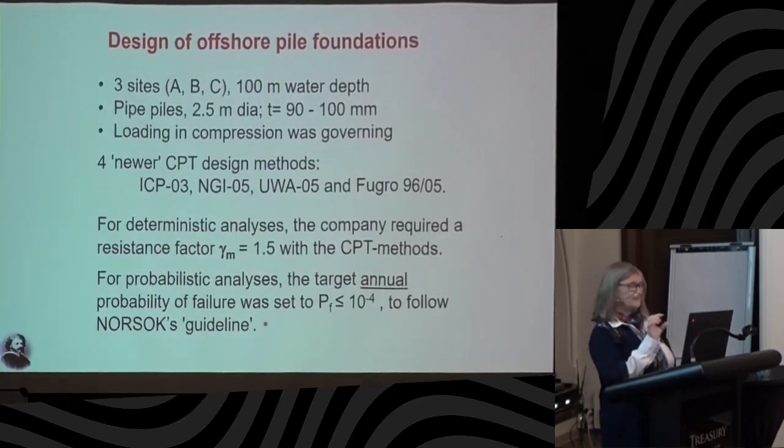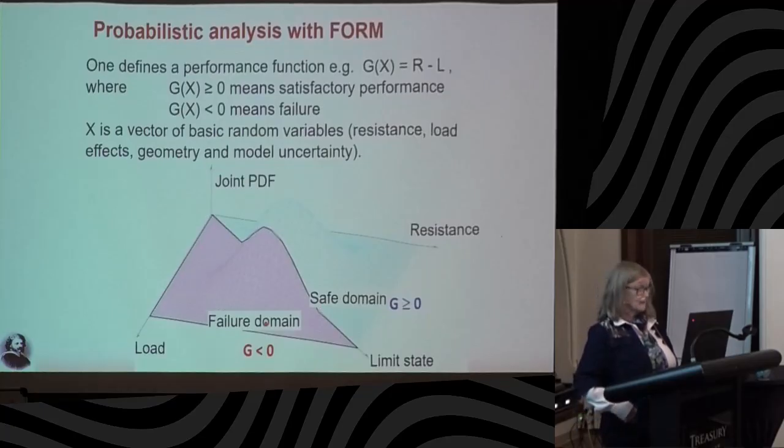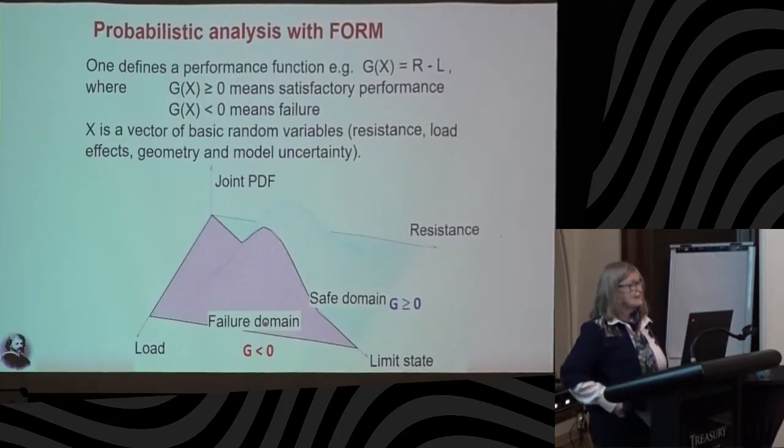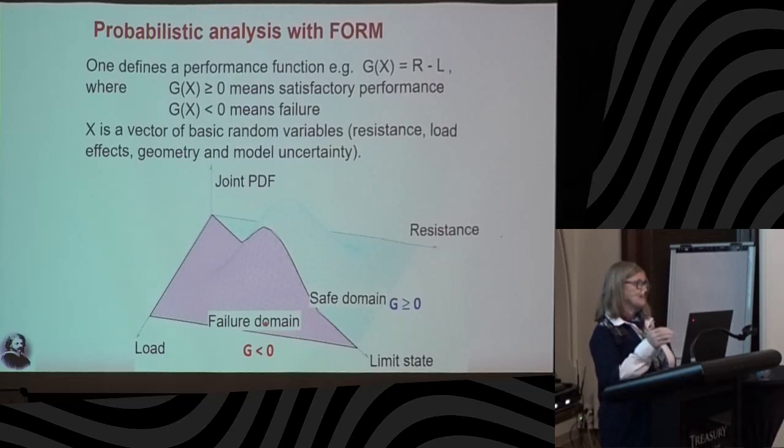So in my case study, I have different methods, so I explained a bit on the method before I proceed. In this case, we use what is called the first-order reliability method, and I try to explain it here. This is where we define what is called a performance function, and in this case, we said the resistance minus the load must be greater than 0. If it's greater than 0, then the performance is satisfactory. If it's less than 0, you have failure.